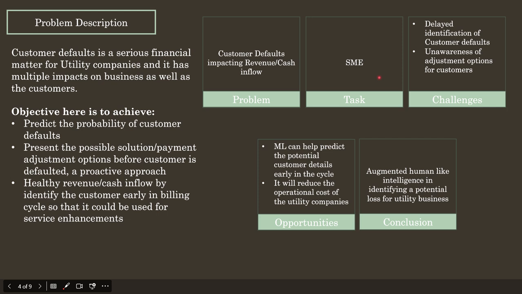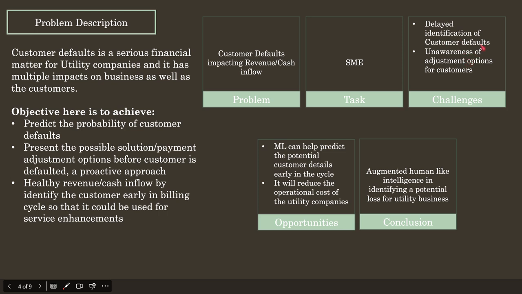Task, we need SMEs in this particular sector to gain more insights, more government data in order to understand this whole problem in totality. So if this doesn't get rectified, what will be the challenges?